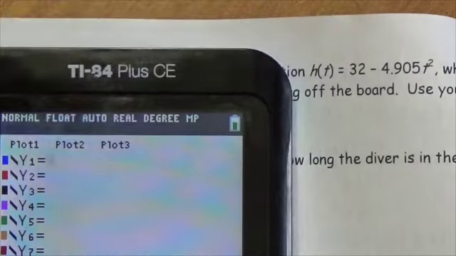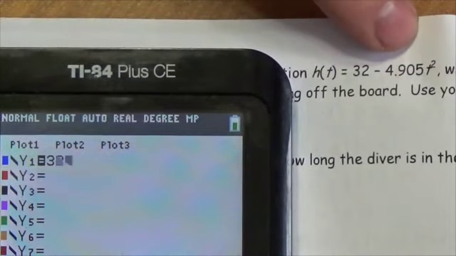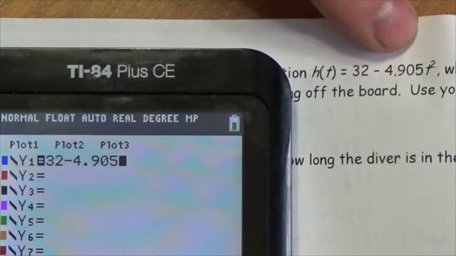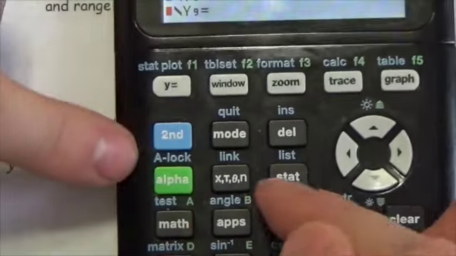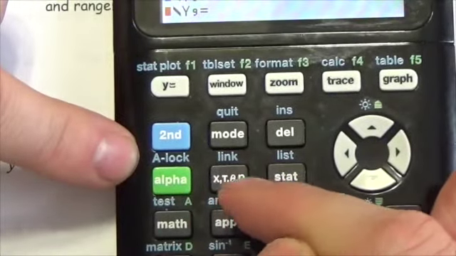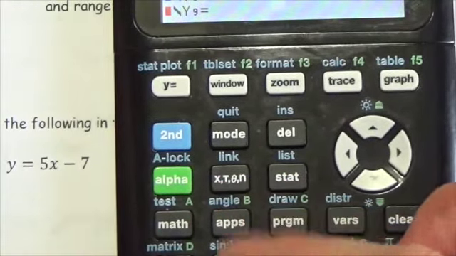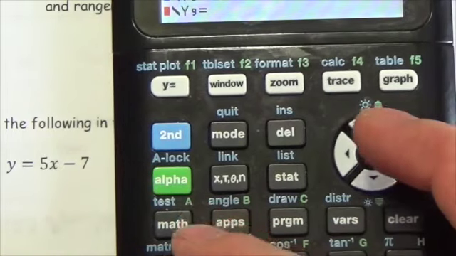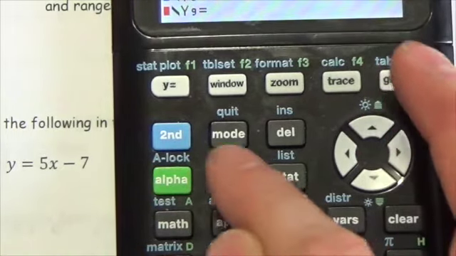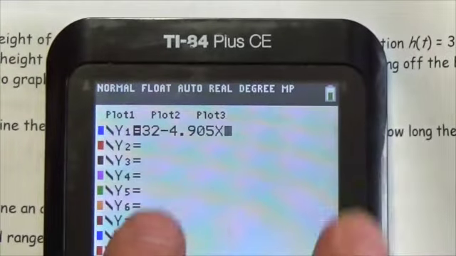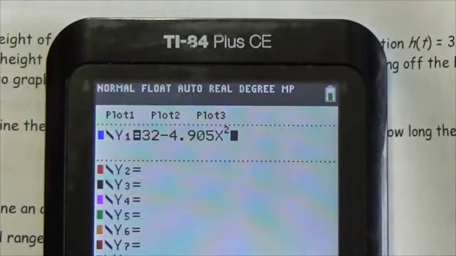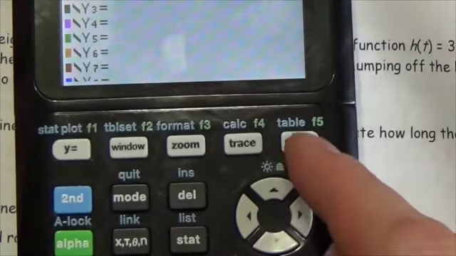And so the equation here is going to be 32 minus 4.905. Now, instead of putting t squared, I'm going to put x squared there. This is where I'm going to grab x. This button right here is the variable button. Now you can grab the other x by using the alpha key here, but this is usually the quickest way of doing that. Just press x right there. So it drops the x there, and then we'll square that. Now, I'm going to press graph.